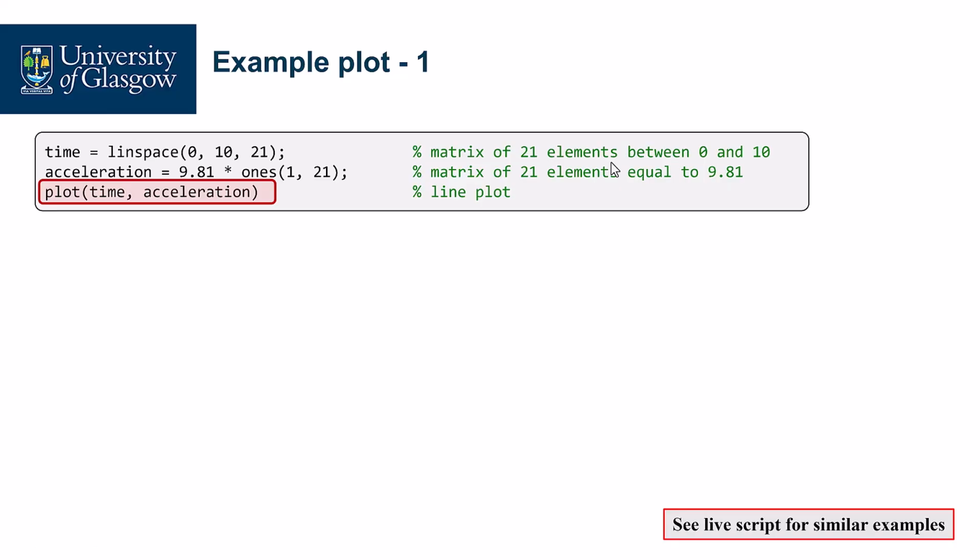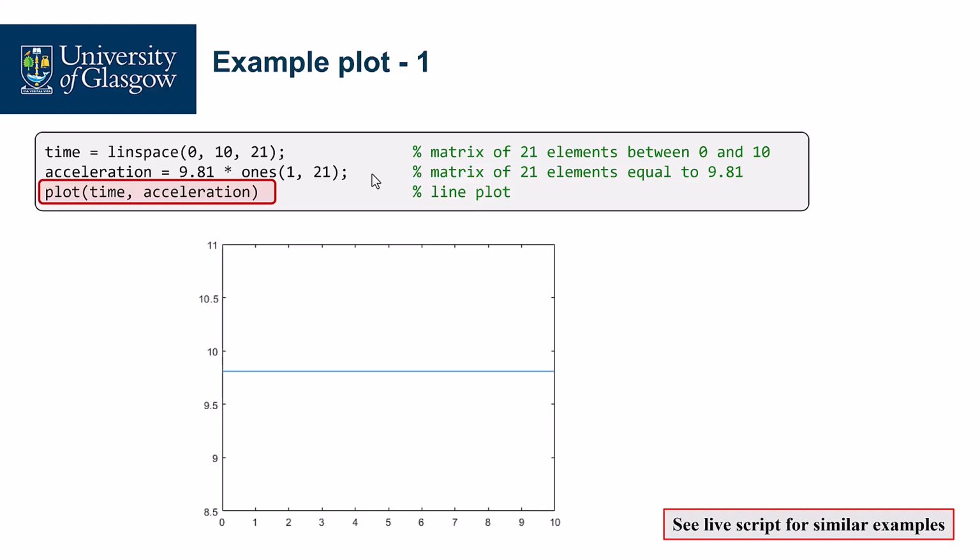Now we can plot the figure. The x label is time, the y label is acceleration. So we can write like this: plot, parenthesis, time, comma, acceleration. So time is x, acceleration is y. Then we see what will appear in the command window here, right? So this figure will be drawn. x is the time, y is the acceleration, 9.81, this one.